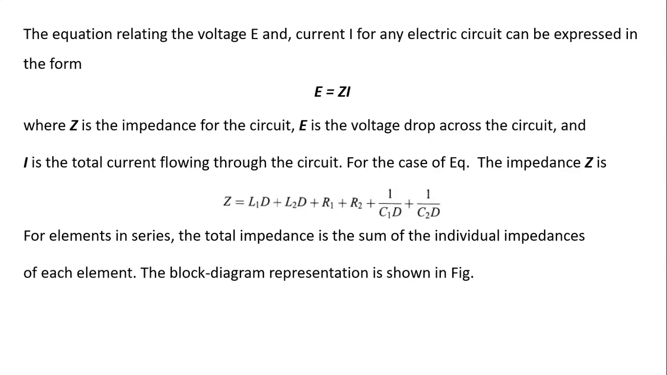Therefore, the block diagram representation is shown in the figure of the equation E is equal to ZI, which can be read as E into 1 upon Z is equal to I. This is nothing but series elements. You have to remember this. To obtain the total or equivalent impedance of series elements, we have to add the impedances of individual elements. Then we get the final impedance Z. This we have to use while solving the example.